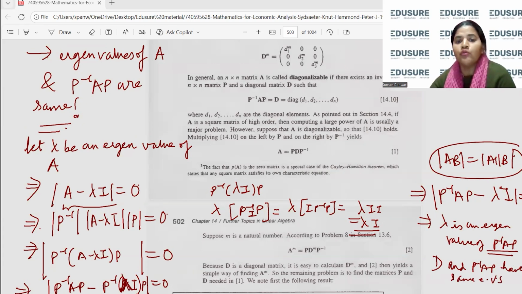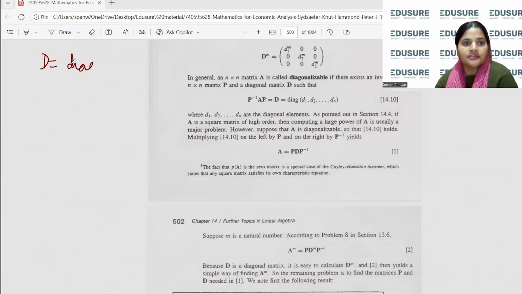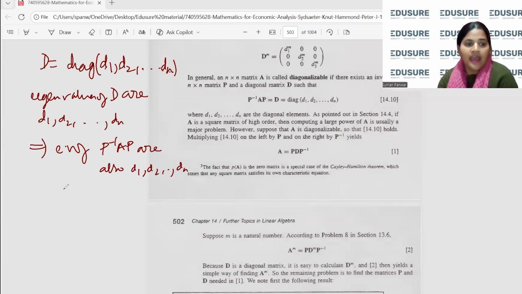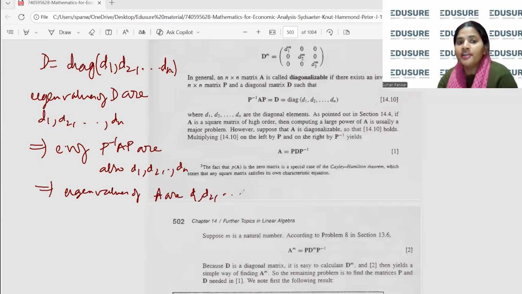Now let us come to one more conclusion. D is a diagonal matrix, with entries D1, D2 till Dn. Eigenvalues of a diagonal matrix are the diagonal entries themselves. So eigenvalues of D are D1, D2, Dn. This implies eigenvalues of P inverse AP are also D1, D2, Dn, and that means eigenvalues of A are D1, D2, Dn. So we have come to a conclusion that if A is diagonalizable, then the diagonal matrix will be formed by the eigenvalues of A.